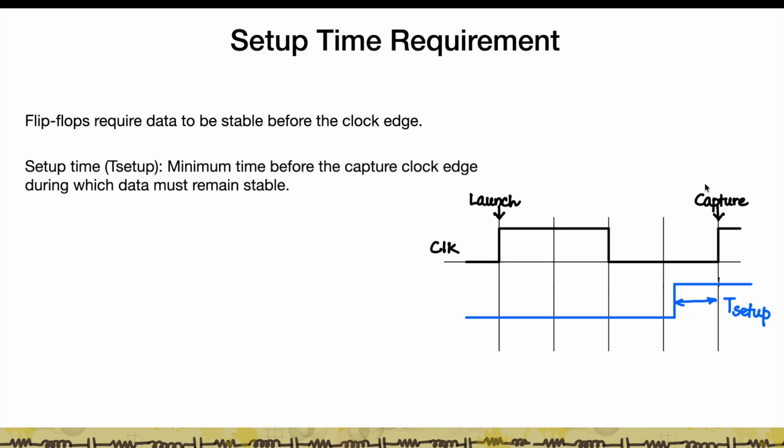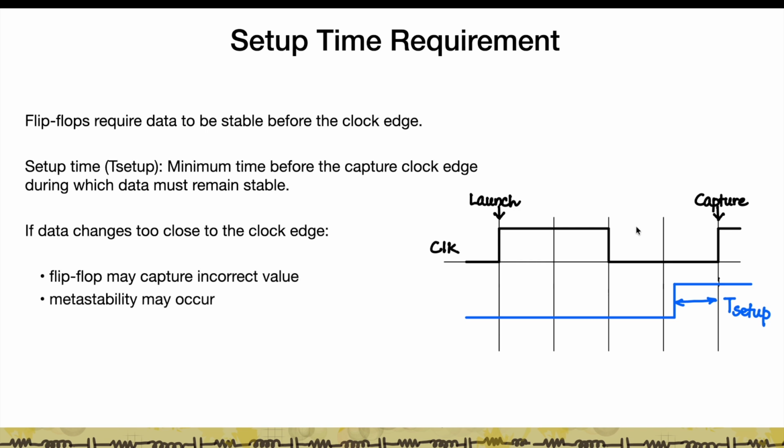Here's something that surprises a lot of students the first time they see it. A flip-flop can't capture data right at the moment the clock edge arrives. Internally, the flip-flop needs the data to have been stable for a minimum amount of time before that edge. That window is called the setup time, written as T setup. If the data is still transitioning when the clock arrives, even by just a few picoseconds, the flip-flop might latch the wrong value. Or worse, it may enter metastability, a state where the output gets stuck between 0 and 1 and takes an unpredictable amount of time to resolve.